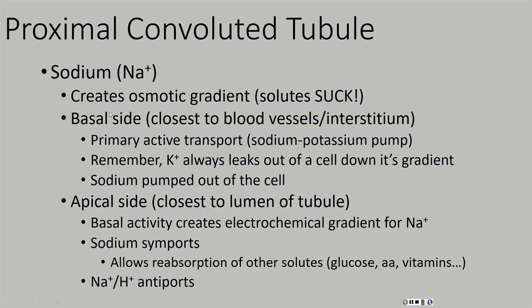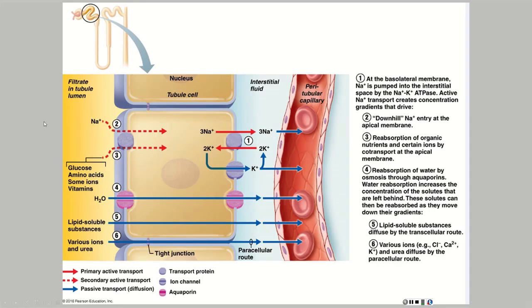Now we're going to introduce two new terms, the basal side and the apical side. And that's referring to those cells that create the walls of those kidney tubules. The basal side is the side closest to the blood vessels. It's facing the interstitium.